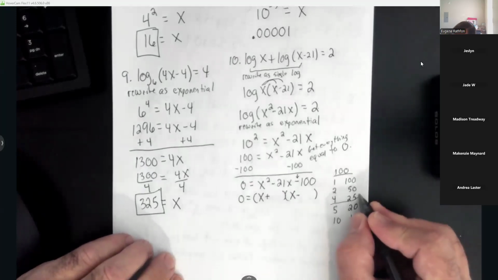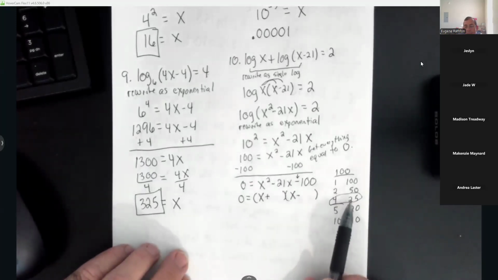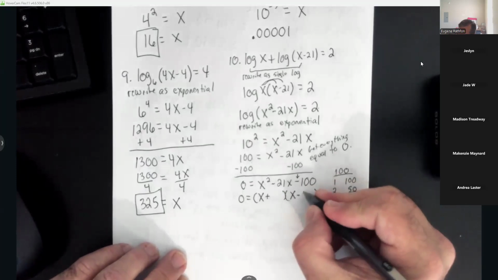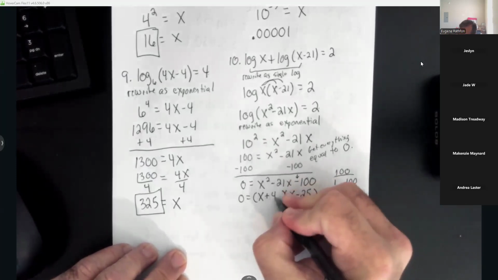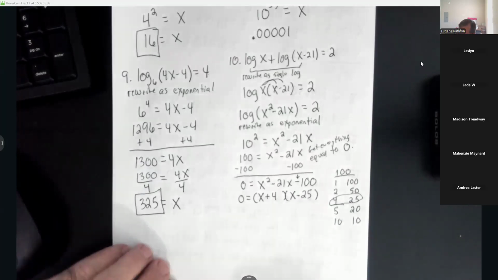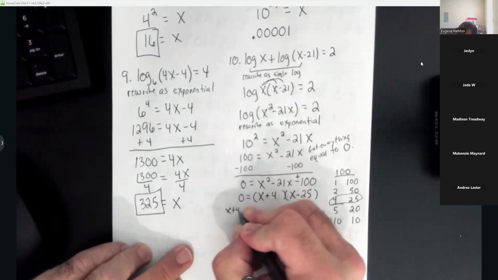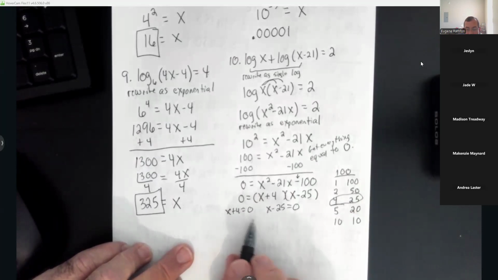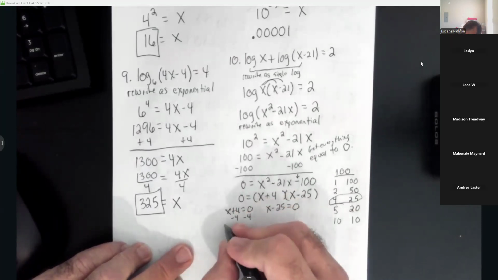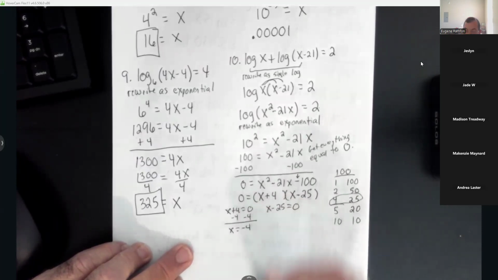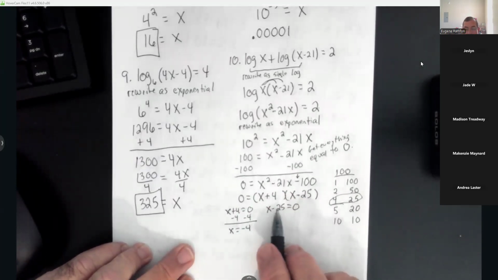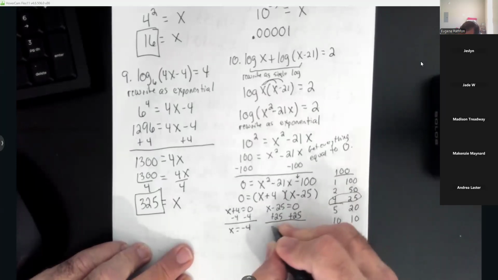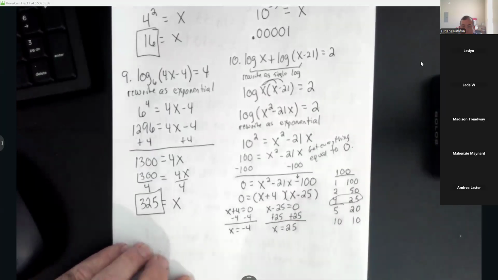So 4 and 25. Now, y'all, here's the thing. Remember, the larger factor always has the same sign as the middle number. So the 25 will be negative. The 4 would be positive. All right, so I got them set. So let's solve both of those. For the first one, I would subtract 4 from both sides and get x equals negative 4. For the second one, I would add 25 to both sides, and I would get x equals 25.